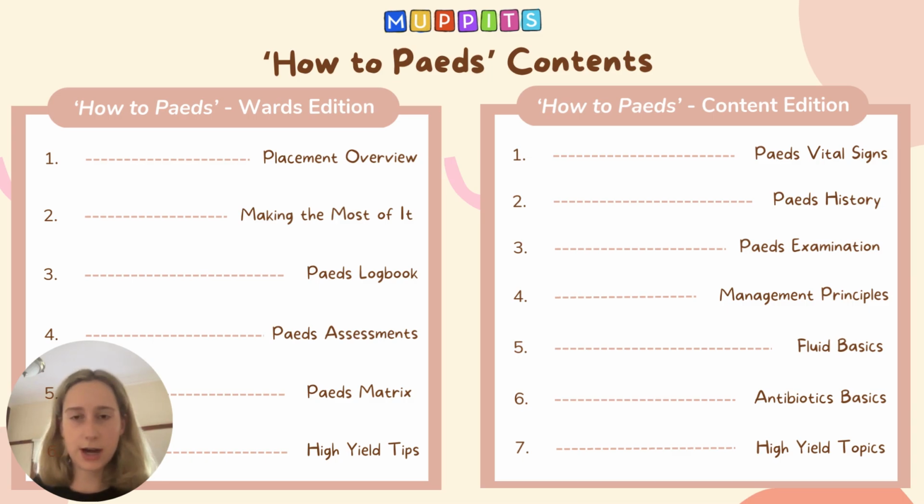So in terms of what we're going to cover in the presentation today, it's divided into two different sections. We've got the wards edition, just speaking a little bit about placement, giving you some tips and tricks of how to make the most of it, a little bit about the logbook and assessments, a bit about the matrix, and then some tips that some of the team at Muppets think are pretty high yield and useful. In terms of content, we're just going to touch on some basics, including vital signs, history and examination, some basic management principles, looking at fluids and antibiotics, and then ending in some more high yield tips as well.